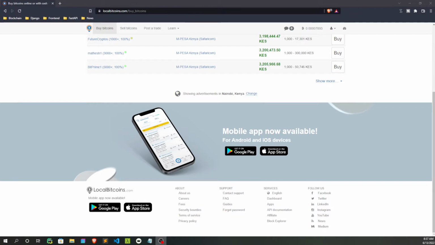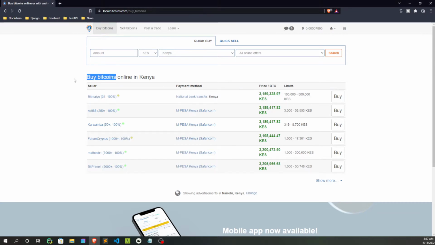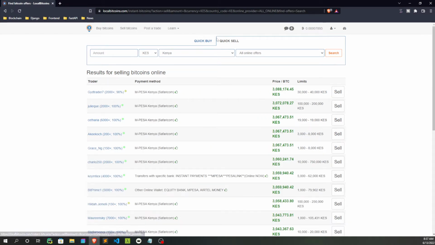So this is the localbitcoin.com's website. I've already logged in, and so we are going to show you the difference between buying and selling. Let's start with the buy side.